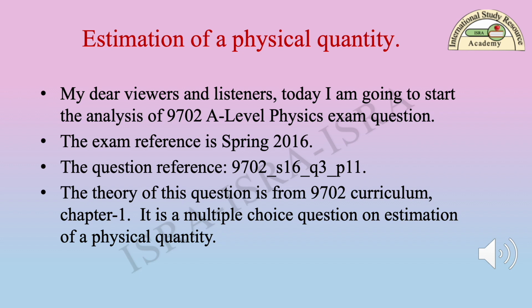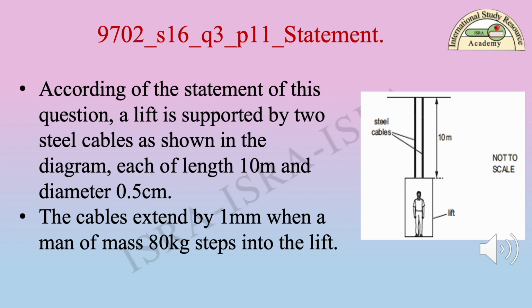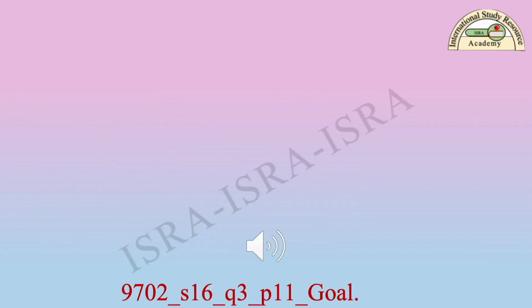The theory of this question is from 9702 curriculum chapter 1. It is a multiple choice question on estimation of a physical quantity. According to the statement of this question, a lift is supported by two steel cables as shown in the diagram, each of length 10 meter and diameter 0.5 cm. The cables extended by 1 mm when a man of mass 80 kg steps into the lift.